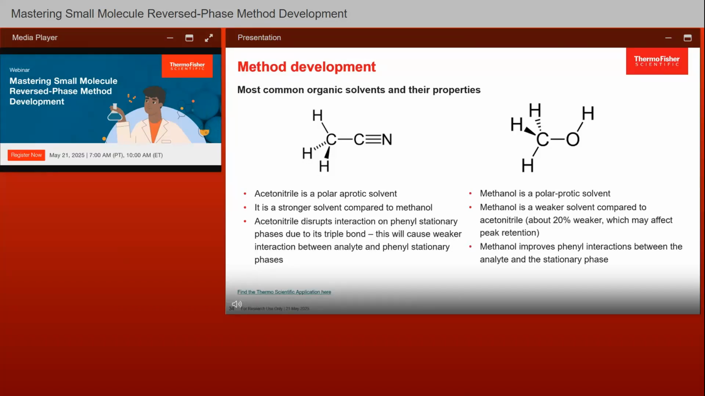A good example of how these solvents interact with the stationary phase is an aromatic phase. Methanol improves the interaction between the phenyl stationary phase and the analyte, whereas in the case of acetonitrile, this type of interaction is suppressed. Methanol is considered a weaker solvent, as the retention time would significantly be affected. One thing to remember between these solvents is the viscosity. Methanol has a higher viscosity than acetonitrile, and this means methanol-water mobile phases create more pressure compared to acetonitrile mobile phases.